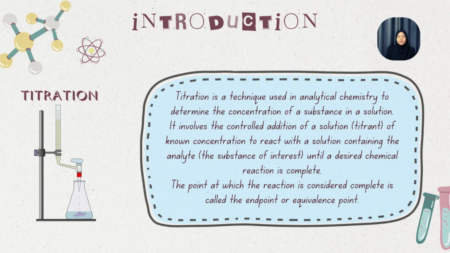The reaction is typically monitored by using an indicator or an instrumental method to detect a specific change in the solution, such as a color change, a change in electrical potential, or the pH. The point at which the reaction is considered complete is called the endpoint, or also known as the equivalence point.